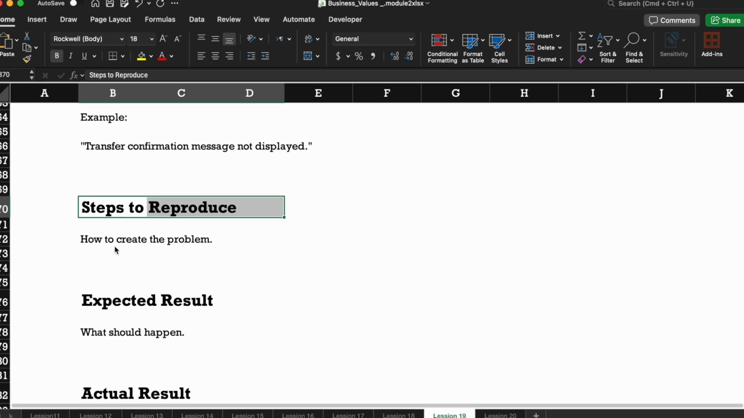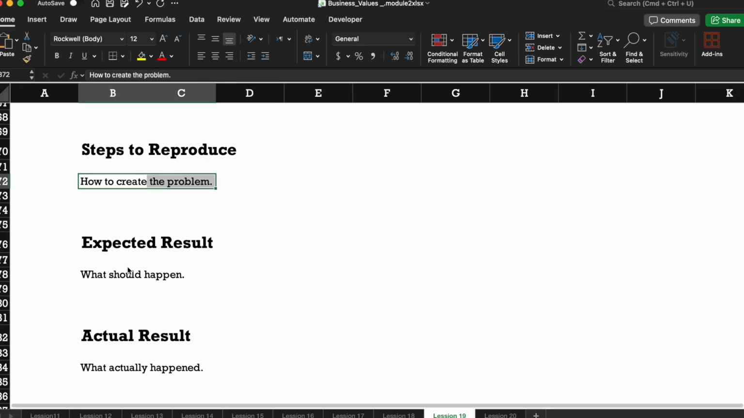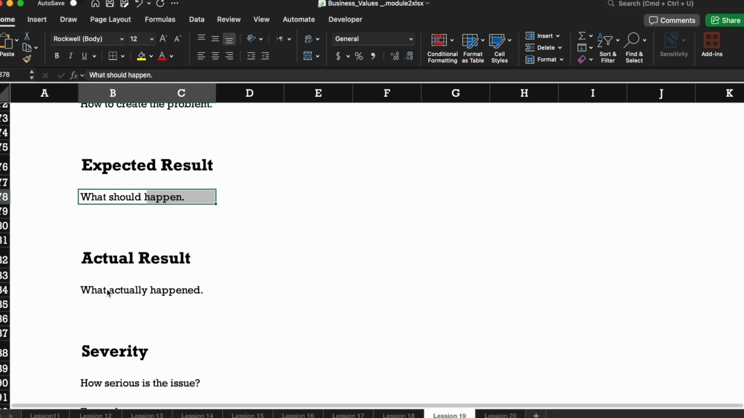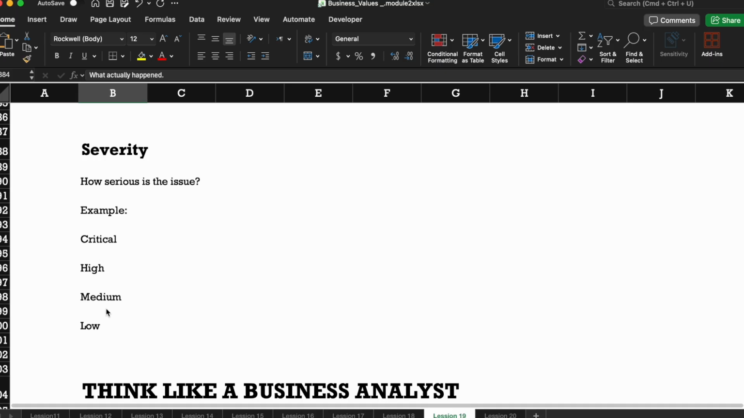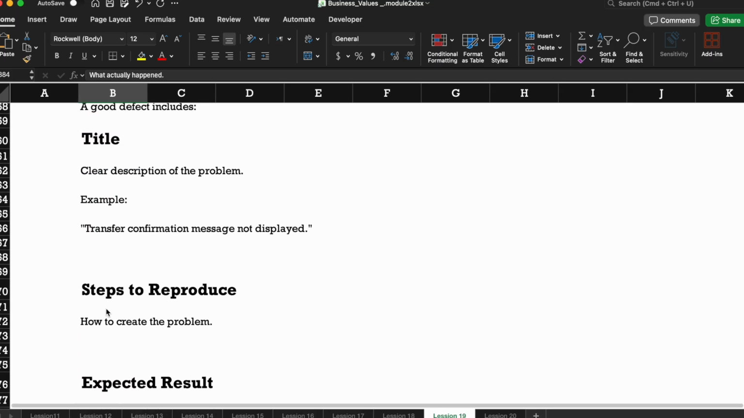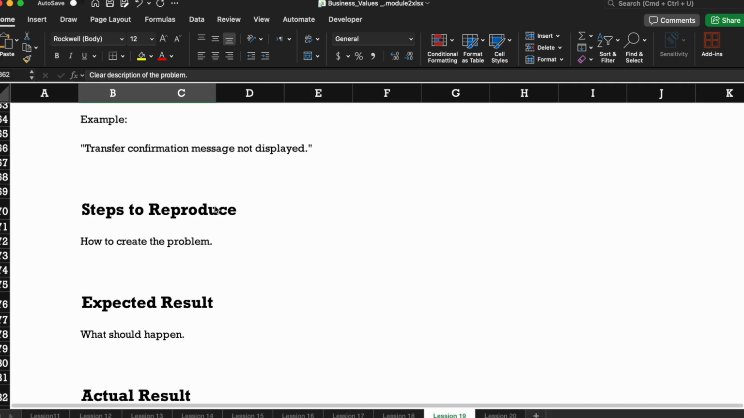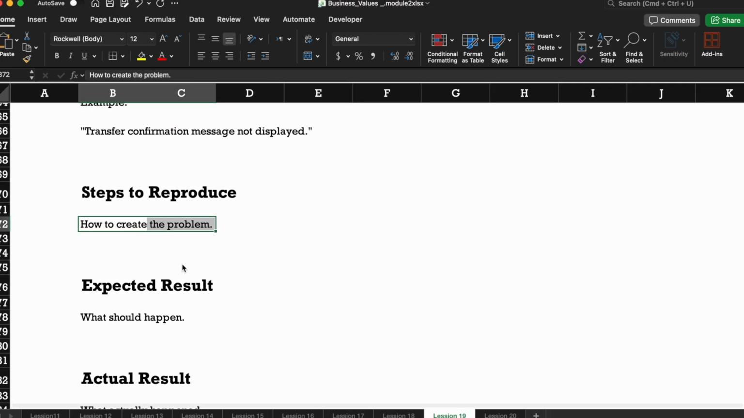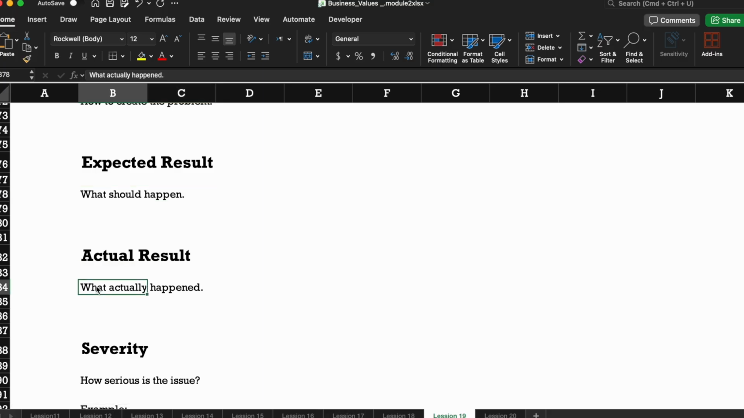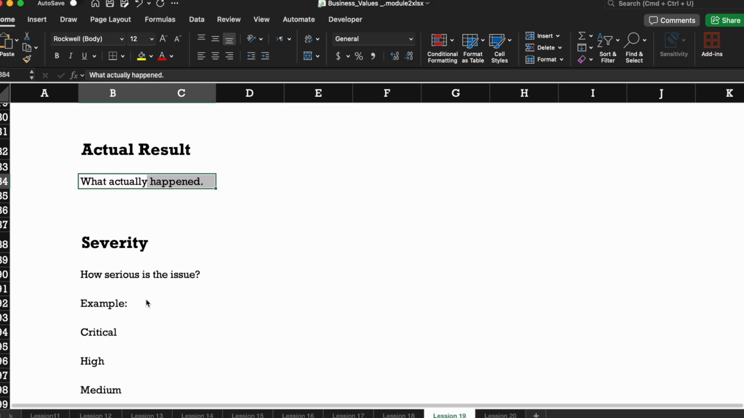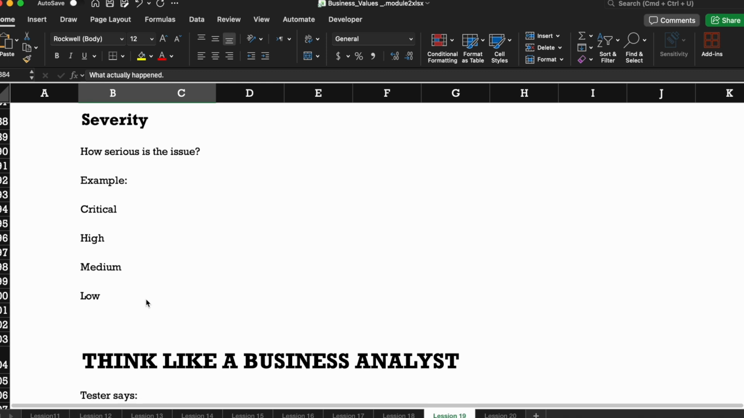If you are creating a bug, describe the problem, the expected result, what should happen, and the actual result, what is actually happening, and the severity, for example critical, high, medium, low risk. Okay, so you understand, right? Here give the title, steps to reproduce, what you are doing, the expected and actual result, what you are seeing, and how critical this is. Those should be included.